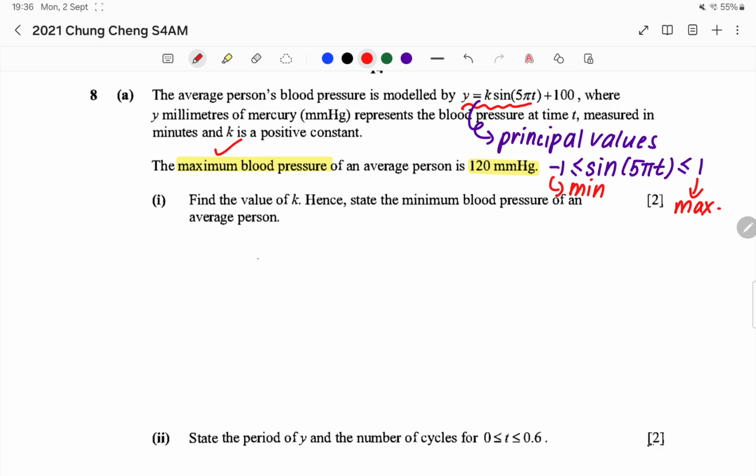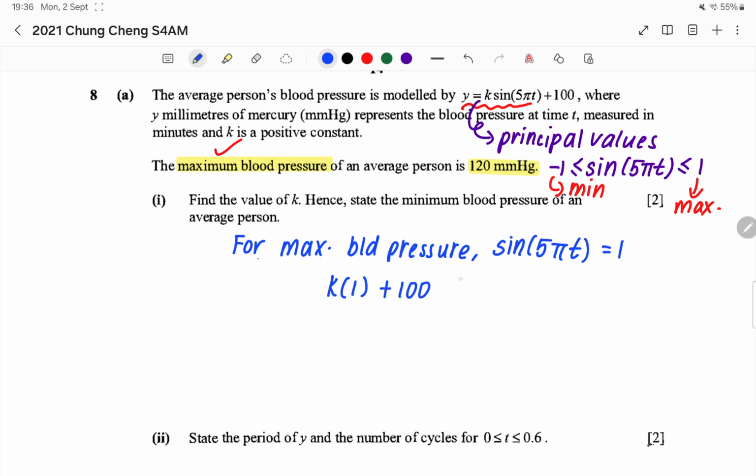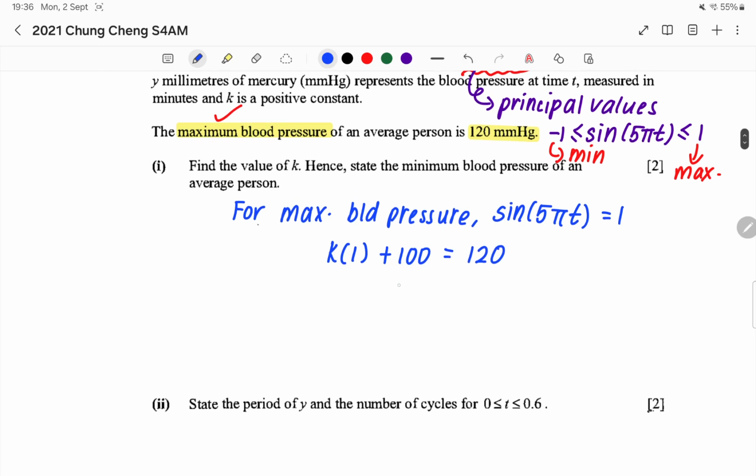So when they say they want maximum blood pressure, I'll write that for max blood pressure, the value of our sine 5 pi t will be 1. Then I'll just substitute the rest of the values in. So it'll be K times 1 plus 100. And they said that the maximum blood pressure is 120. So it's 120. So from here we have found that K is equal to 20.